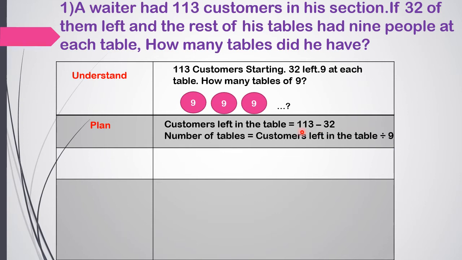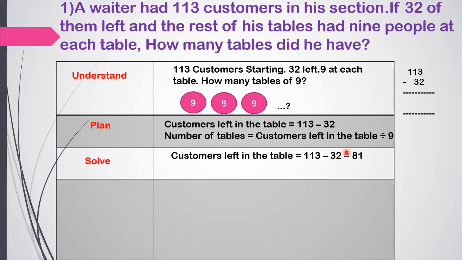So next we have to plan. We have to find the number of tables, isn't it? So to find the number of tables, customers left in the table divided by 9. So these two steps we have to do in solve. Customers left in the table is equal to 113 minus 32, that is 81. Here 113 minus 32 we got as 81.